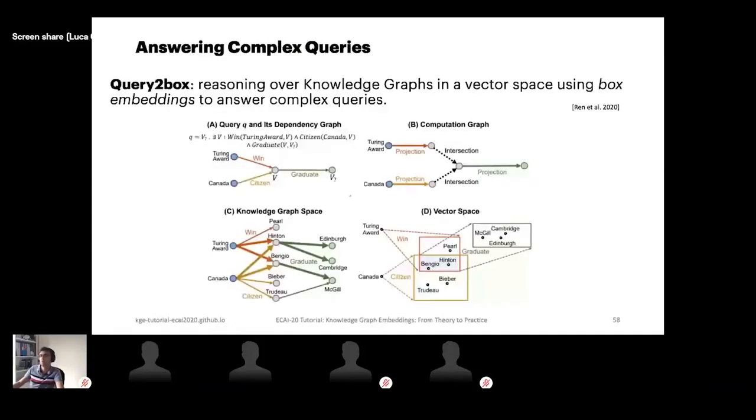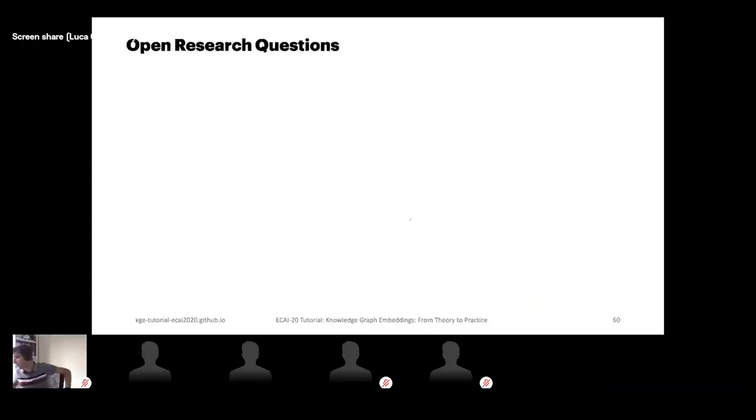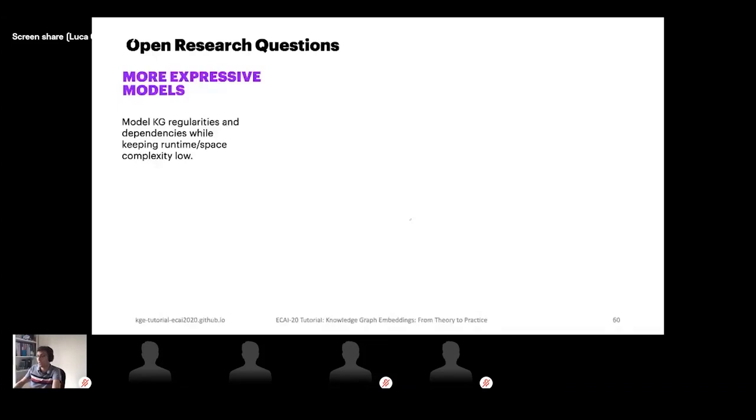Again, then there are lots of work done in answering complex queries, for example, reasoning over knowledge graphs in vector space using box embeddings, which is also quite interesting. I'll leave you that for details in the slides. And I will conclude by showing some research questions before handing over to my colleagues, which are interesting, right? And which is what the community is looking at.